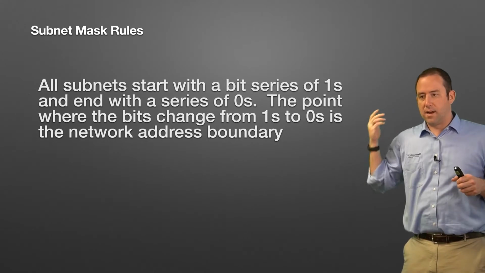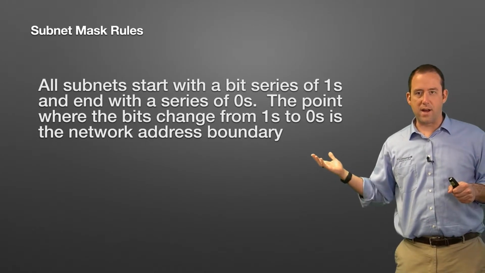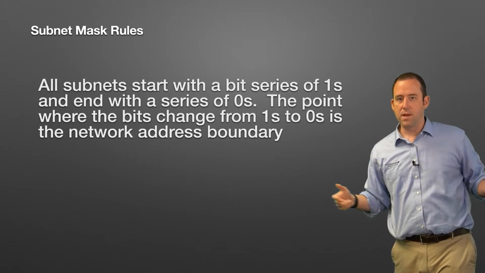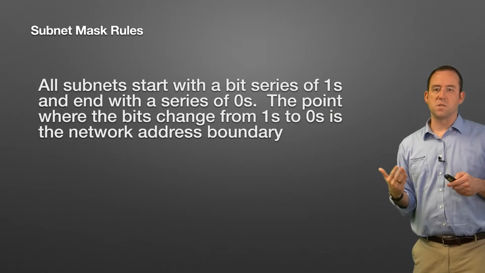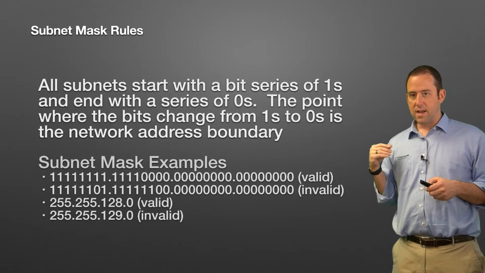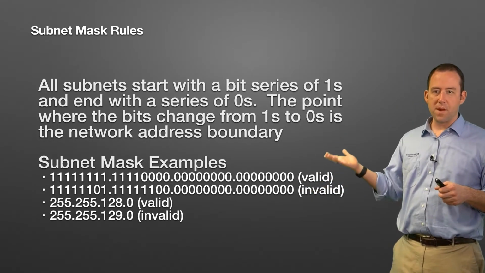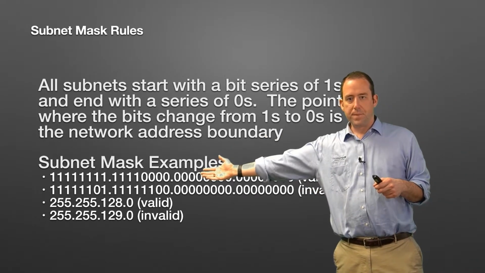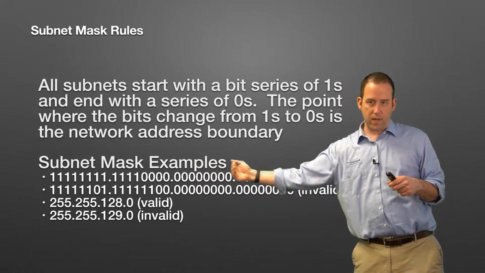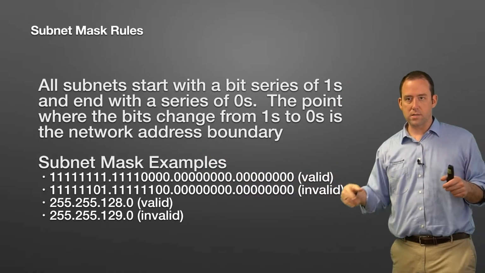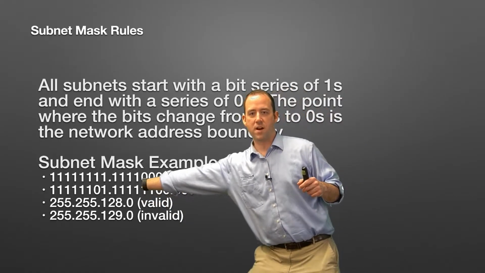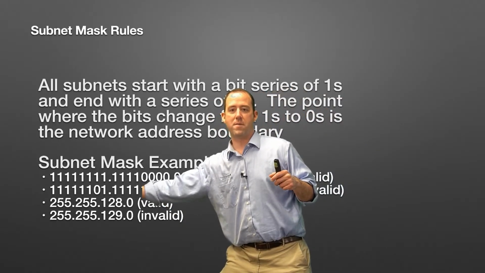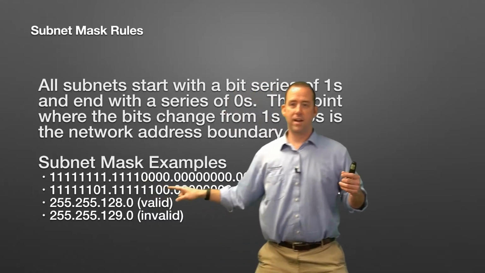So again, the subnet mask rules, quick refresher: all ones followed by all zeros every time. And where the ones end and the zeros begin is that network address boundary. So here are some examples of subnet masks that work. This one is a good subnet mask. It's all ones followed by all zeros, so it works. This one, I snuck a zero in way over there. You can't even see it, but it's there.